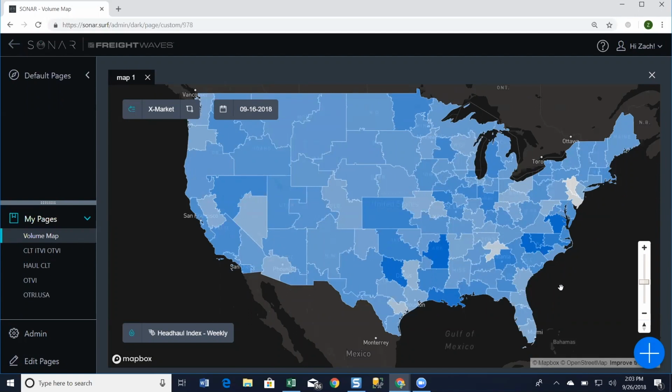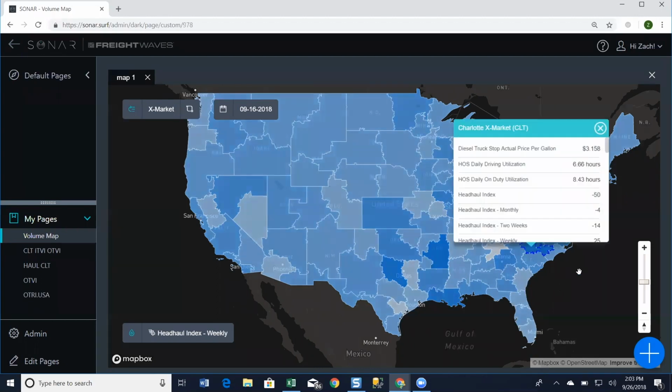What you're seeing here is the head haul index weekly change. Over here in the Charlotte market, it is very dark blue, which means there has been a significant increase in head haul index value. You see that the head haul index is actually at -50, which means this market normally operates in a backhaul market scenario. So there's a lot more inbound than there is outbound.